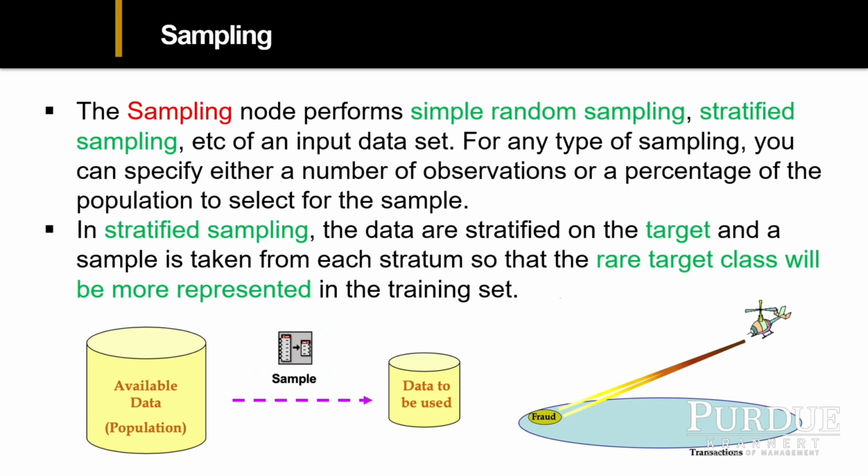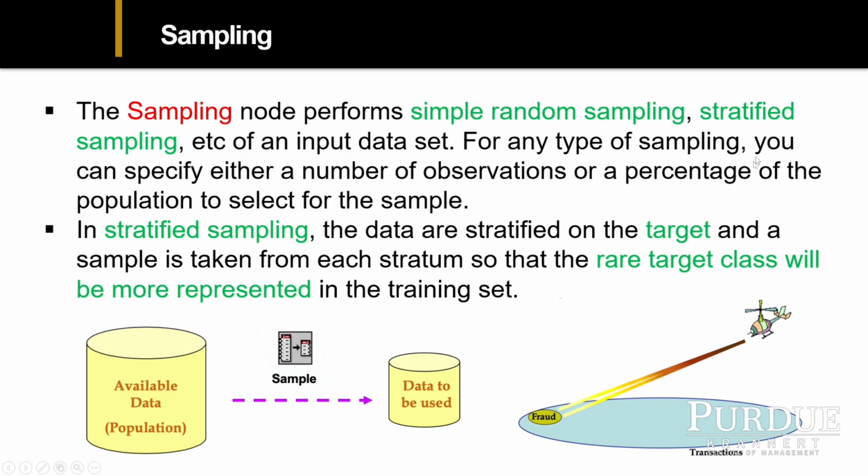In the sampling node, typically there are two options. The first one is called simple random sample, or SRS. As the name says, you just randomly select data from your original data to get a reduced data set. So that's random, and each original observation has the same probability of being selected.